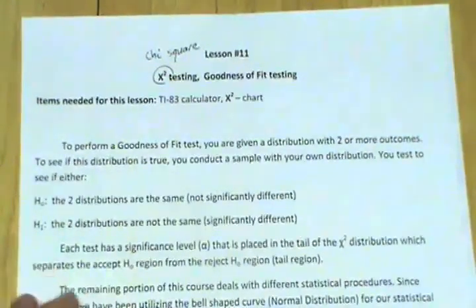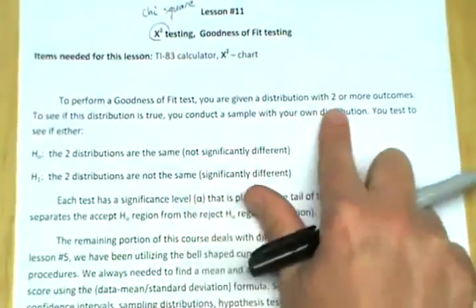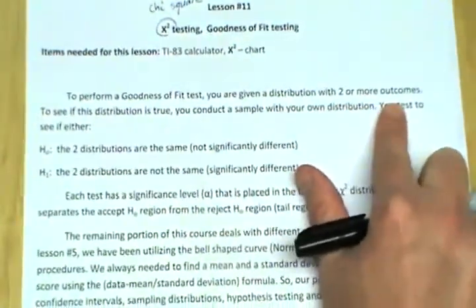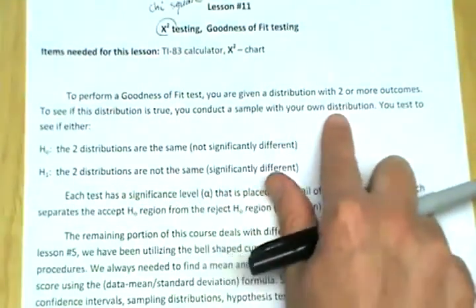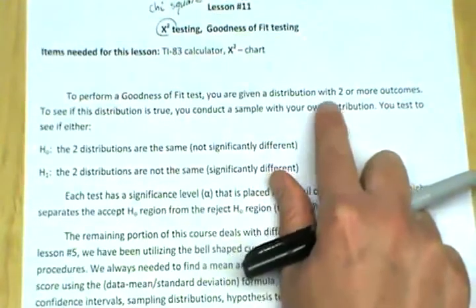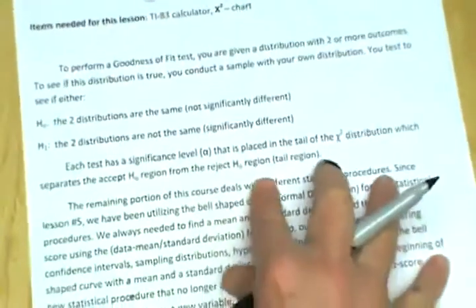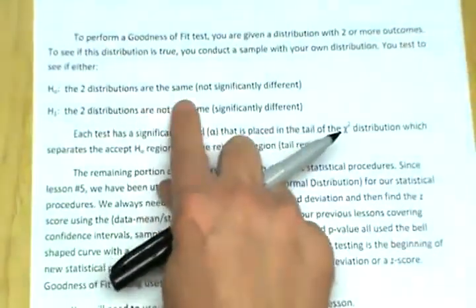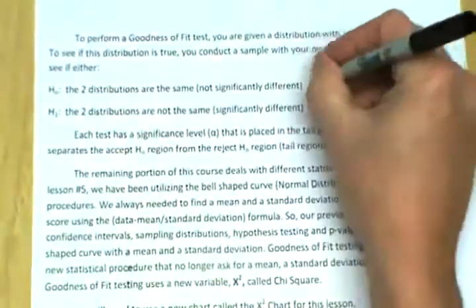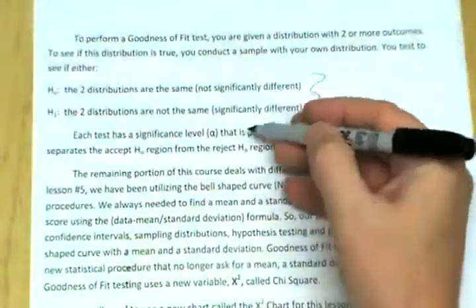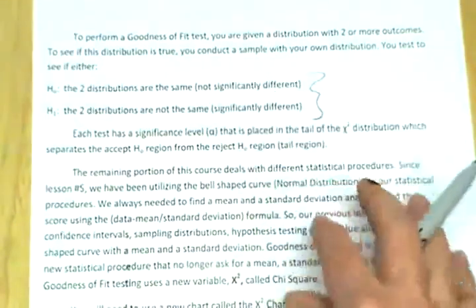So this is a new type of test, and to perform a goodness of fit test, you are given a distribution with 2 or more outcomes. We want to see if this distribution is true, so we conduct our own sample and come up with our own distribution, and we compare our distribution to what their distribution was, and we either come up with H0, the two distributions are the same, or H1, the two distributions are not the same. This is always H0 and H1. They never change. H0 is always same, H1 is always not the same.